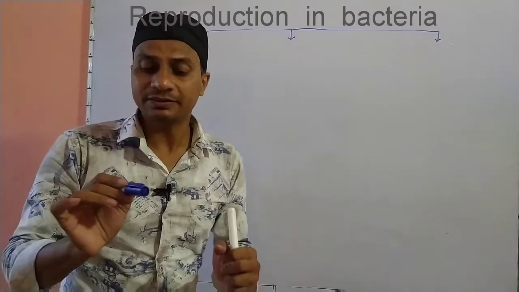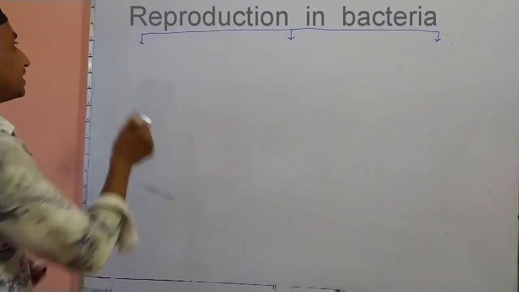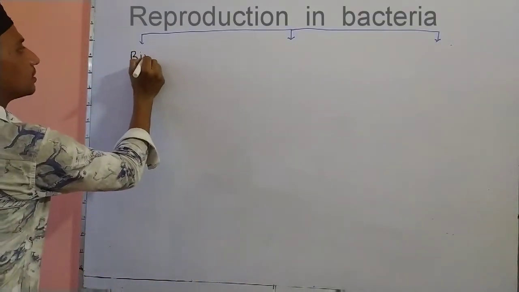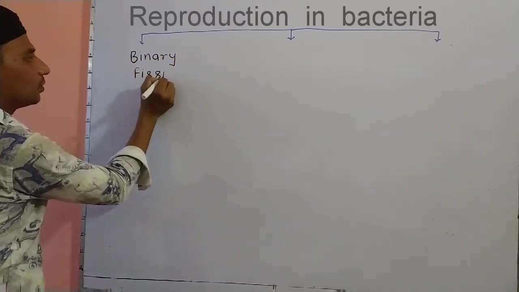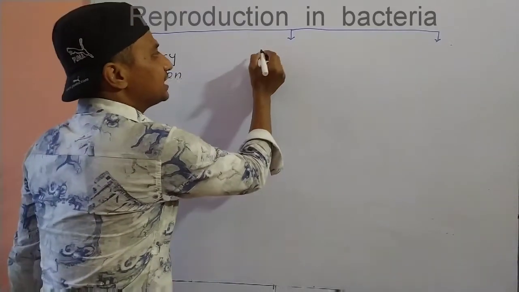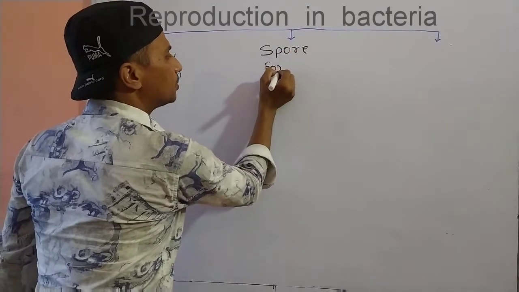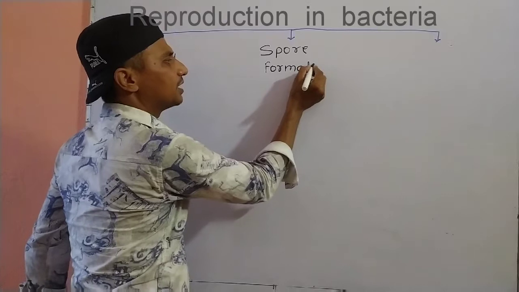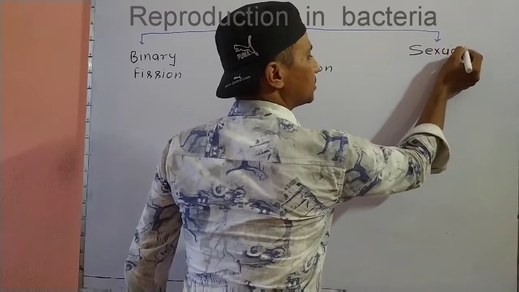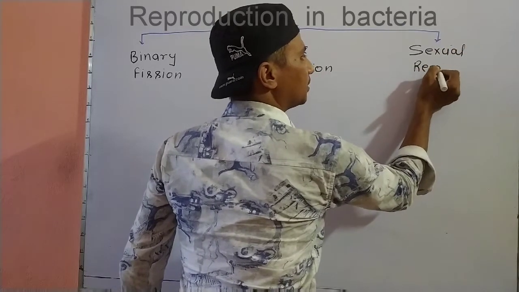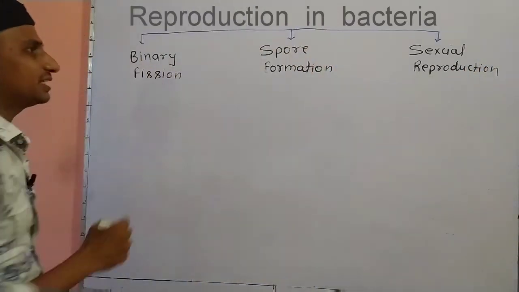Reproduction in bacteria occurs in three different ways. First is binary fission. Second one is spore formation. And third one is sexual reproduction. Now first, binary fission.